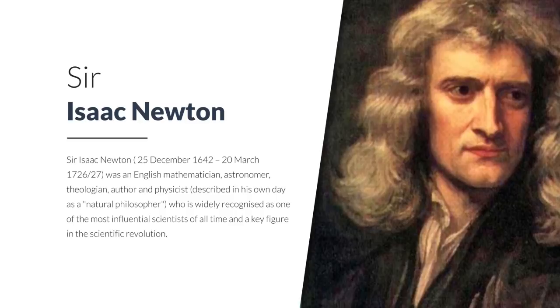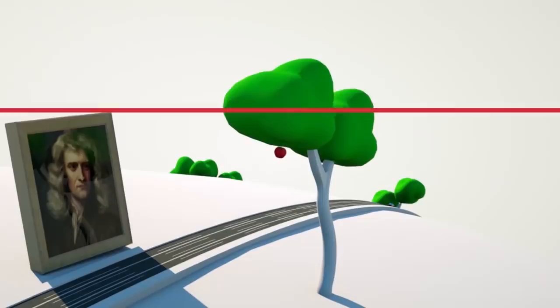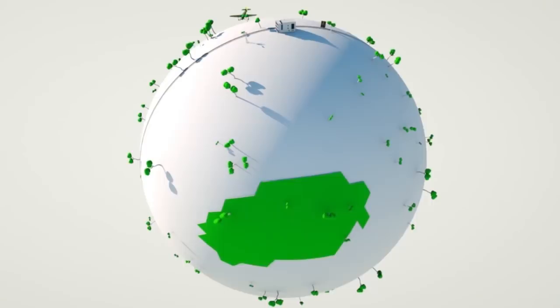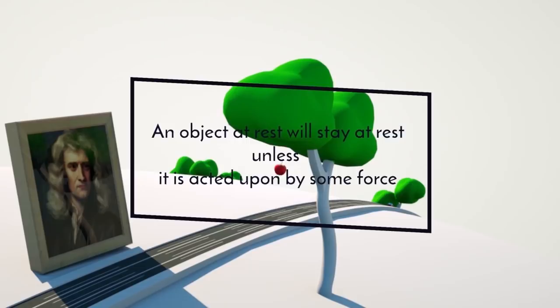In 17th century, Isaac Newton began to rethink about this question. When he saw an apple falling from a tree, he began to think what causes the apple to fall on the ground. As Newton's law of motion suggests, an object at rest will stay at rest unless it is acted on by some external force.